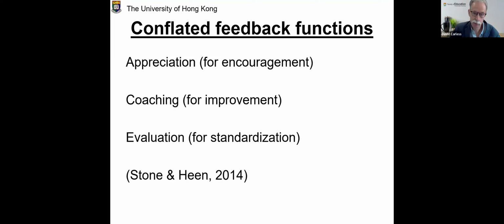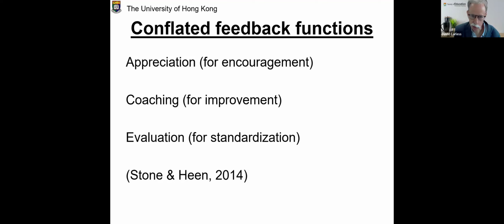We're trying to give some encouraging comments, but we're also trying to give some coaching or improvement comments. And we may also have to give a grade. I think in practice, in the mind of the feedback giver and the feedback receiver, these all get a bit confused. And I'm sure you've heard of the feedback sandwich, which goes from appreciation to coaching to appreciation again. And the messages tend to get lost.